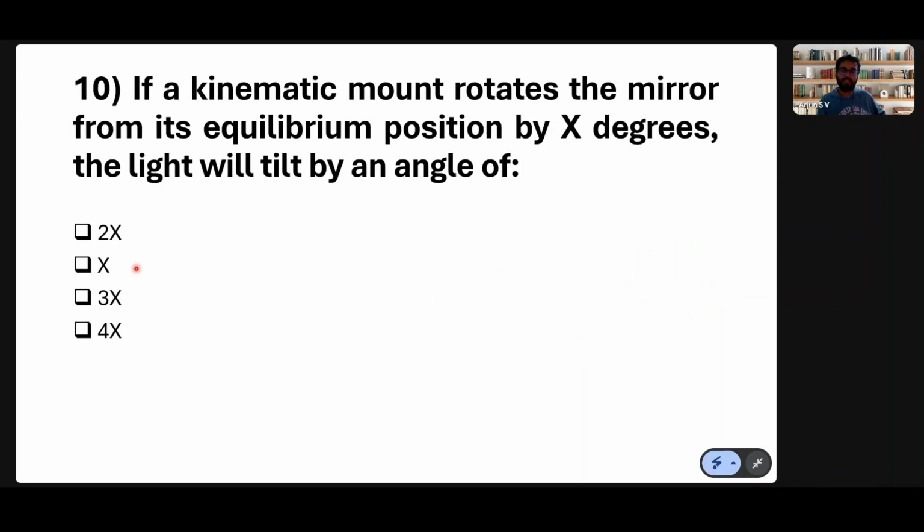The last question is, if a kinematic mount rotates the mirror from the equilibrium position by x degrees, the light will tilt by an angle of how many degrees? So this can also be solved mathematically.